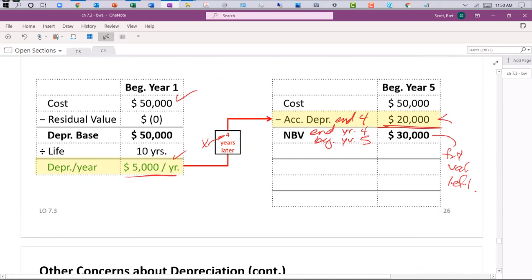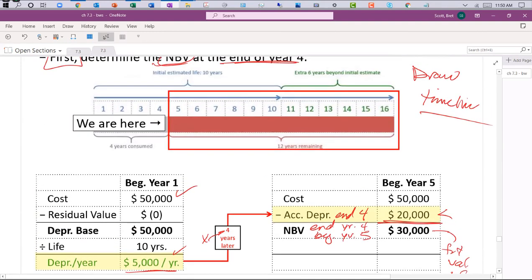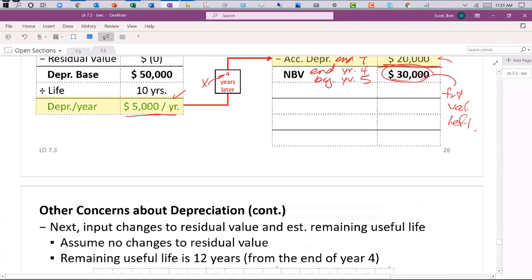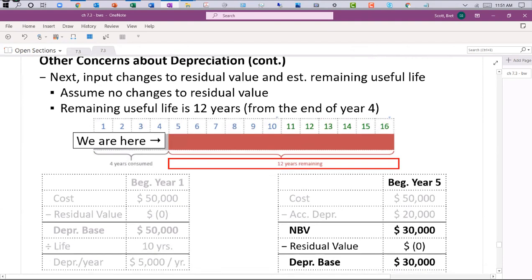We were going to use this for another 6 years. Actually, we're going to use it for 12 years. So what we need to do with this $30,000 is spread that out over 12 years. But we want to take into account any updates in residual value. So down below, I'm saying input any changes in residual value and estimated remaining, key phrase, remaining useful life.